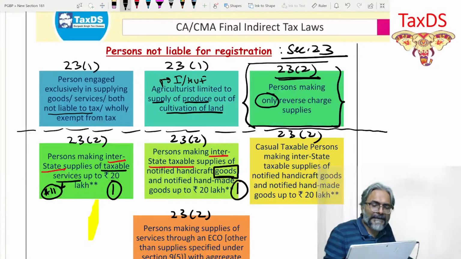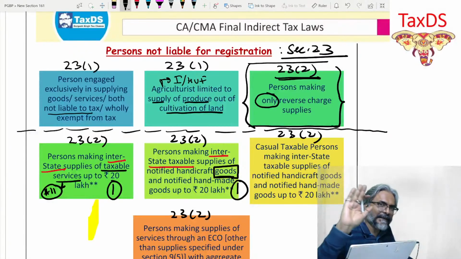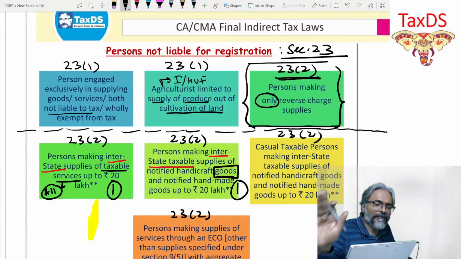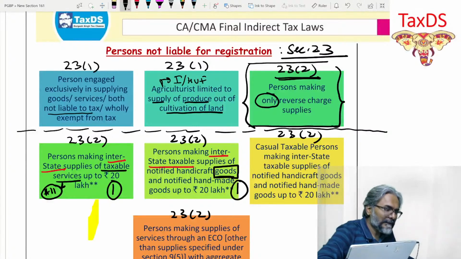Let's read this one out. Person making interstate taxable supplies of notified handicraft goods and notified handmade goods up to rupees 20 lakhs. So that is only in respect of one category of goods, which is notified handicraft goods or notified handmade goods, as the case may be. So this is the only category which is eligible for that limit of 20 lakhs. That is it, students, in this context.